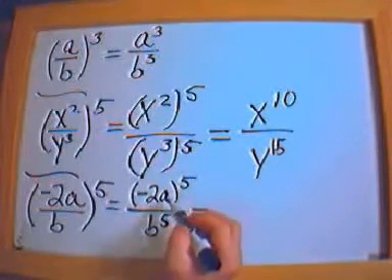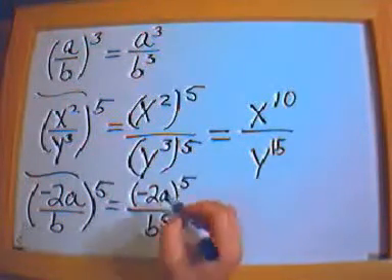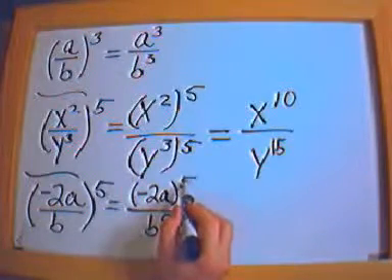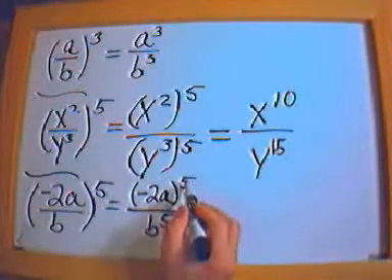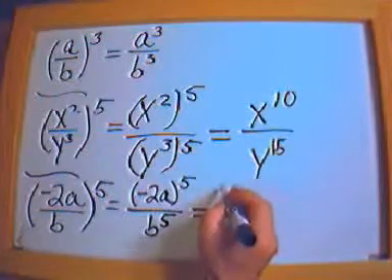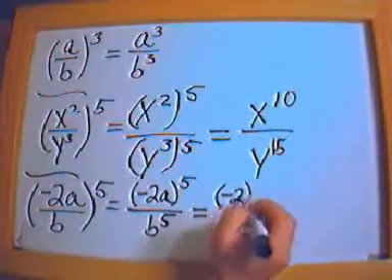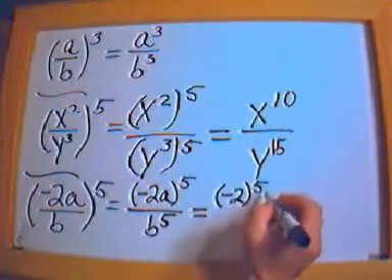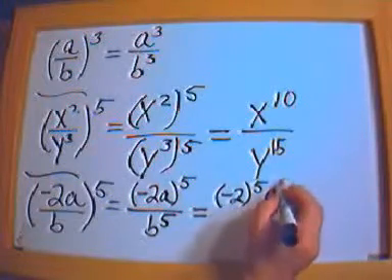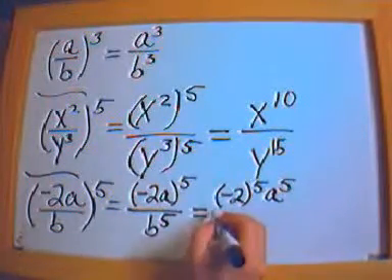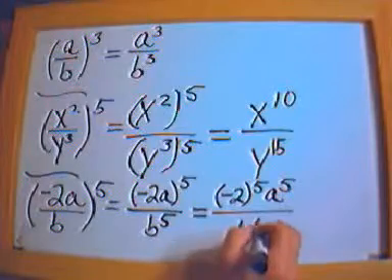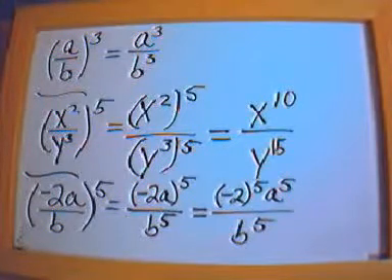And we already learned how to simplify the top in the last part of the lesson, because I've got this exponent of 5 that's going to distribute into the negative 2, and it's going to also distribute into the a. So what I'm going to have is negative 2 raised to the fifth power times a raised to the fifth power, because it goes into both, divided by b to the fifth power. And that's really the answer.